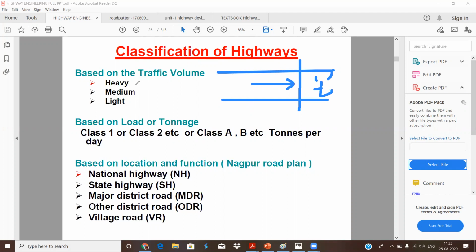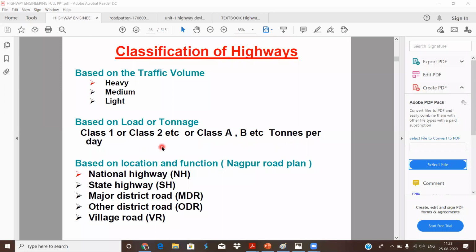If heavy vehicles travel, the road is known as heavy traffic volume, and then medium traffic volume and light traffic volume. So based on traffic volume, roads are classified into these types: heavy, medium, light. The other classification is based on load or tonnage. Sometimes in some areas roads are classified as class 1, class 2, class 3, or sometimes class A, class B. These classifications are based on the tonnage per day.